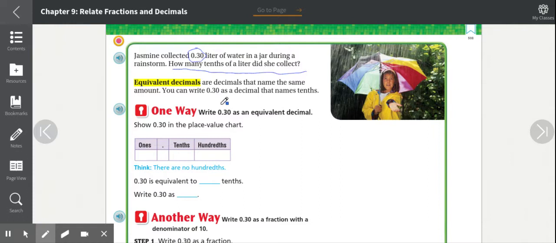Okay, so equivalent decimals are decimals that name the same amount, just like we talked with equivalent fractions. You can write 30 hundredths as a decimal that names tenths. So looking at our place value chart, okay, we have 30 hundredths. So we had 0 ones and then 30 hundredths. Since there are 0 hundredths, we can think about just looking at our tenths. And you can see here that it's the same as 3 tenths.